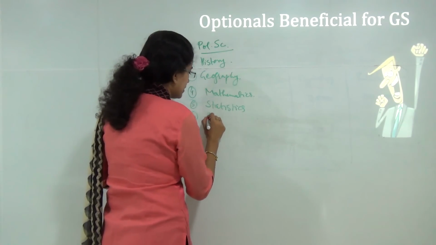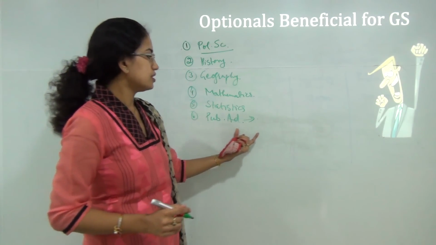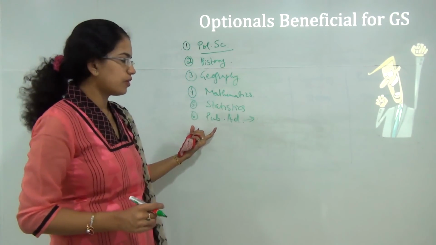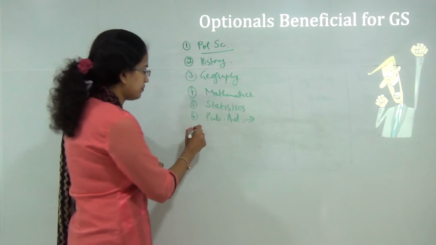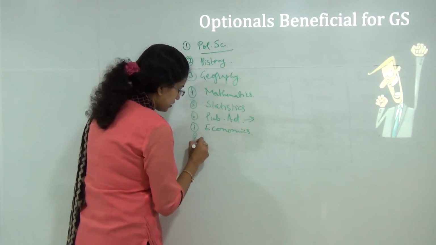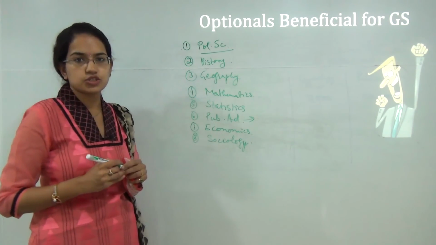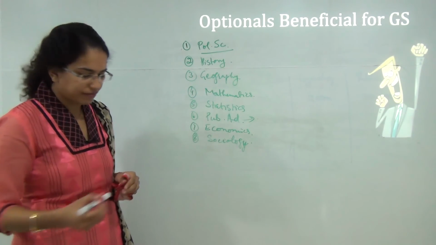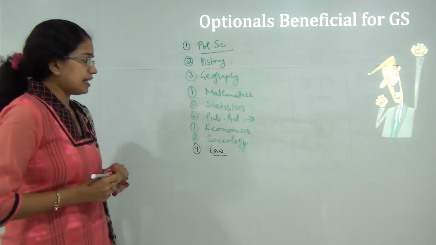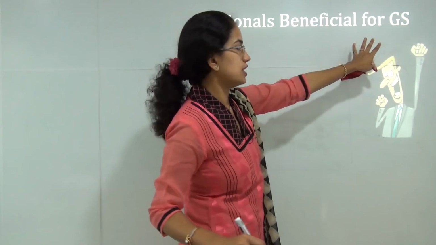Then if you have an optional of public administration, then it would now be an advantage because there is one whole paper on ethics. So polity, governance and ethics could be covered by opting for public administration. Then you have economics. You can cover the section on economics. Then you have sociology. You can cover the issues related to social changes or social problems. And finally you have law, which can help you cover the sections of polity. So I believe these 9 subjects, if you opt for them, will definitely help you towards preparation for general studies.